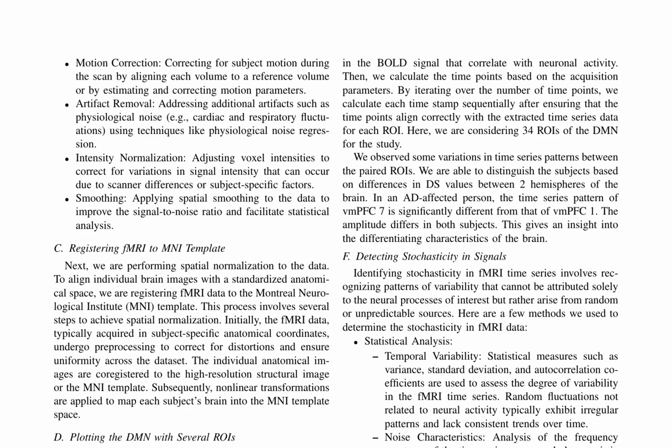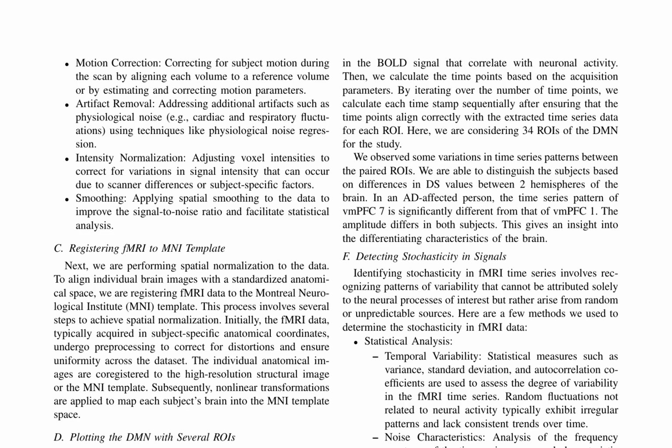Motion correction. Correcting for subject motion during the scan by aligning each volume to a reference volume or by estimating and correcting motion parameters. Artifact removal. Addressing additional artifacts such as physiological noise, e.g., cardiac and respiratory fluctuations, using techniques like physiological noise regression. Intensity normalization. Adjusting voxel intensities to correct for variations in signal intensity that can occur due to scanner differences or subject-specific factors. Smoothing. Applying spatial smoothing to the data to improve the signal-to-noise ratio and facilitate statistical analysis.